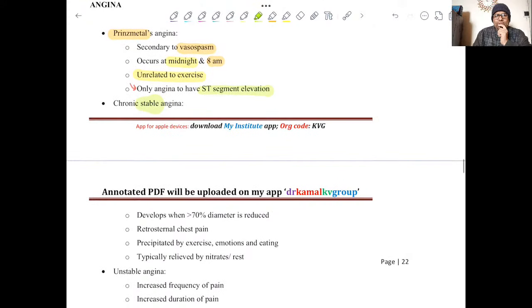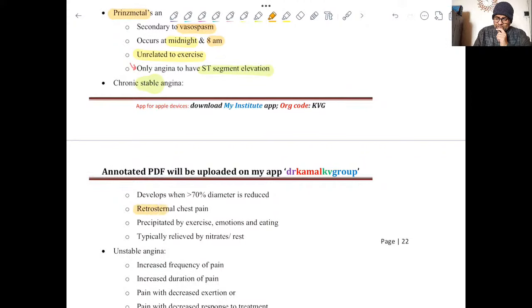Then moving forward to chronic but stable angina. Now when we say stable, it means that the biomarkers are normal, pain will come but it will go away with rest or nitrates. So there is retrosternal chest pain, and this is precipitated by 3 E's, that is exercise, emotions, and eating, and it typically relieves with either rest or nitrates. So this is stable, and this is shown if there is more than 70% blockage of the coronary artery.